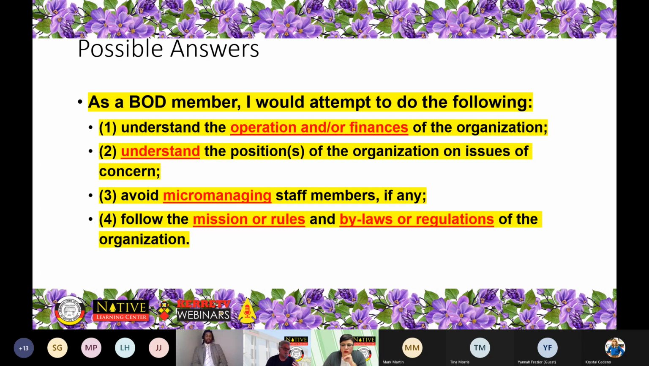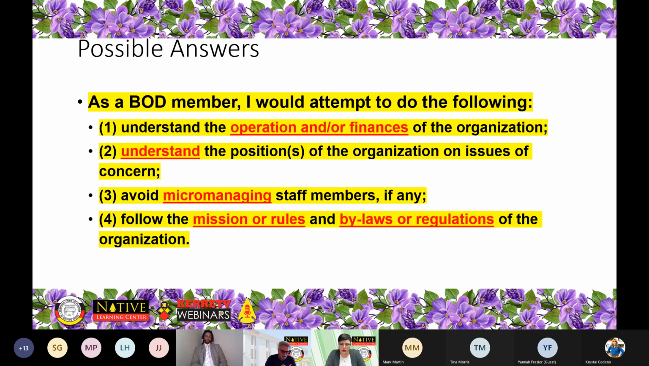Maybe you voted against a particular issue or concern. Regardless of that, once the position is adopted by the board, as board members, we are in a capacity, or should be in a capacity, to support that decision. And so I'm looking for those kinds of words or phrases there to understand, agree to, and promote the position of the organization on any particular issue of concern.